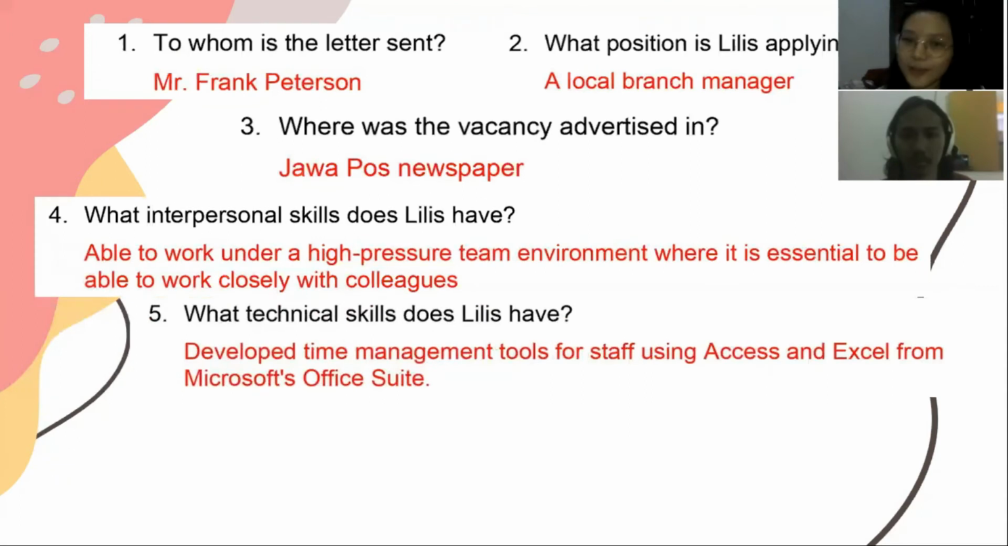Okay, thank you, Leonie. So, the technical skills. In number four, we talked about interpersonal skills or soft skills. But what about Lilis's hard skills or technical skills? She developed time management tools for staff using Access and Excel from Microsoft's Office suite. So, these are the real skills that she has.